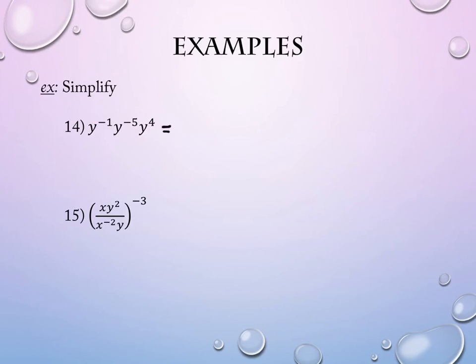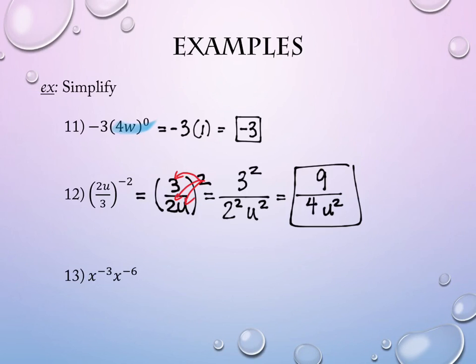All right, so what are we going to do on number 14? Oops, did I skip 13? Was on the page? Oh, there it was, sorry. What are we going to do on number 13? Yes, we're going to add those exponents. So what is negative 3 plus negative 6? Negative 9, you're right. But it's a negative exponent.